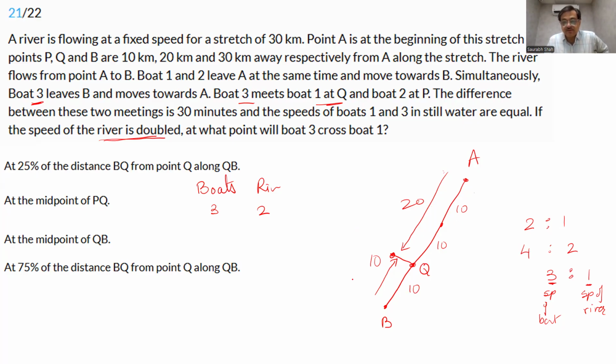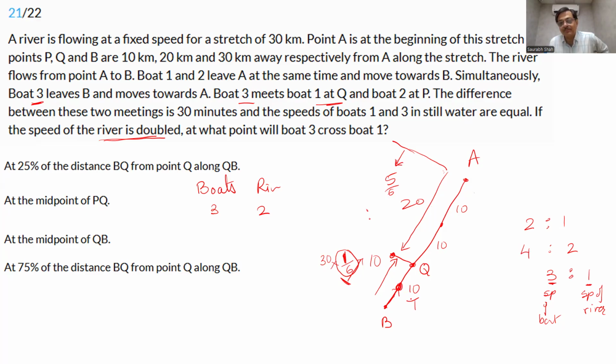The upstream speed of boat 3 now becomes 3 minus 2, 1. And the downstream speed of boat 1 from A becomes 3 plus 2, 5. Their speeds will be in the ratio 1:5. So the distances covered will also be in the ratio 1:5. So we can say 1/6, 5/6. 1/6 of the total 30 kilometers is 5 kilometers. So boat 3 will simply travel 5 kilometers here. And this is where they would be.